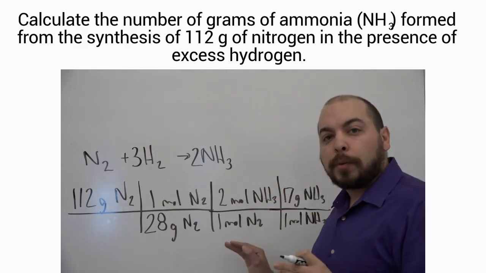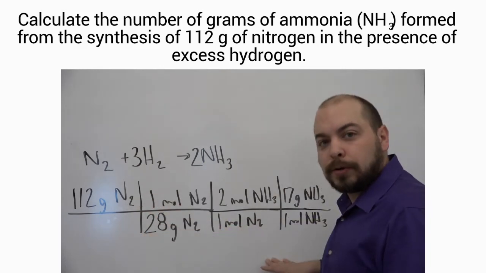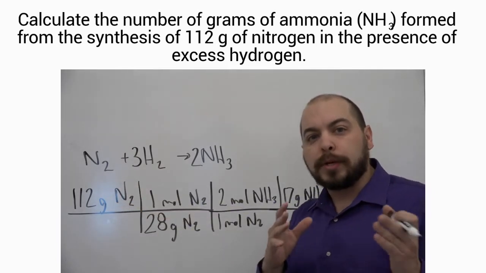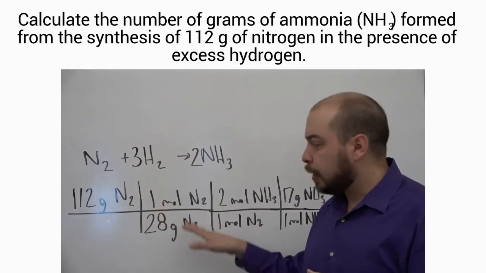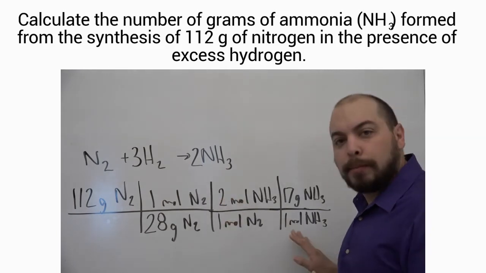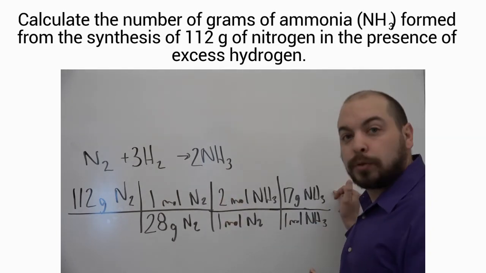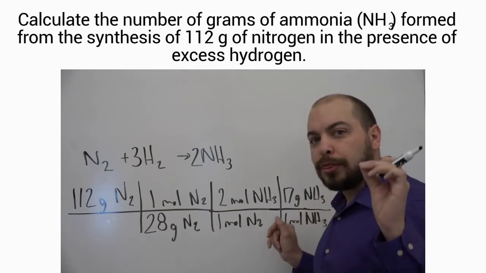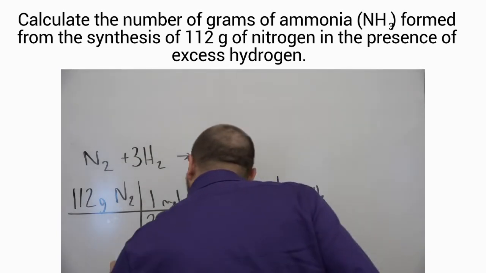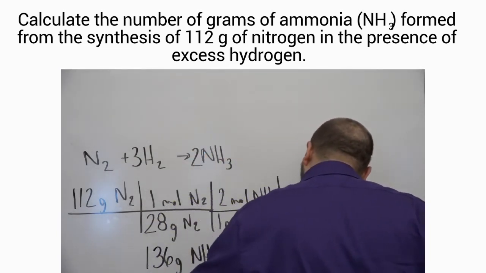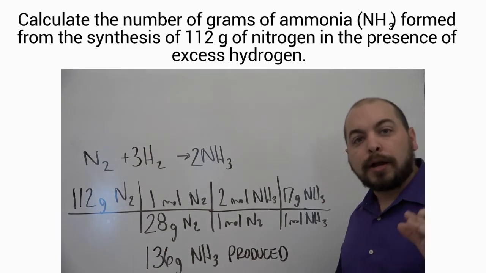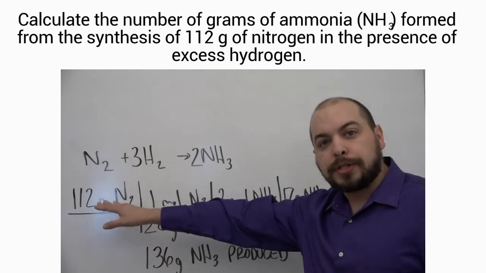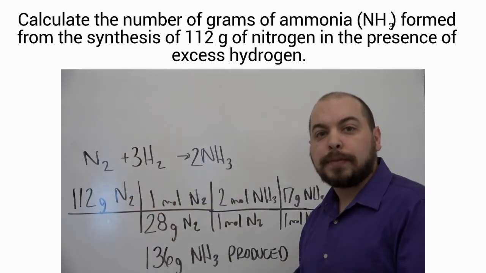Now at the end of this problem, all we're going to do is multiply across the top and divide across the bottom, and the way it's going to end up working is units are going to cancel to give us what we need. Grams of nitrogen are going to cancel, moles of nitrogen are going to cancel, moles of ammonia are going to cancel, and we're going to be left with grams of ammonia. The answer to this problem is that we result in 136 grams of ammonia produced, which means that we have 136 grams of ammonia that can be produced from 112 grams of nitrogen that we start with, assuming that we have excess hydrogen.